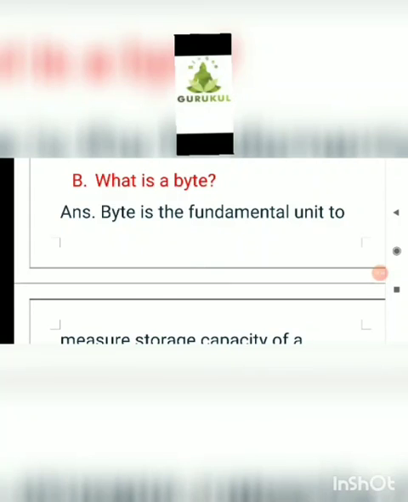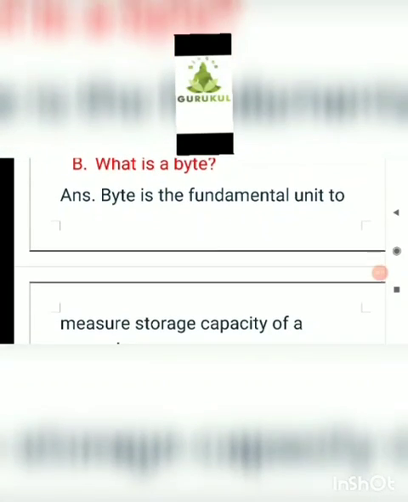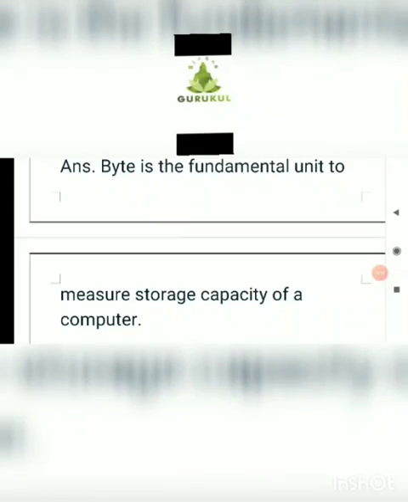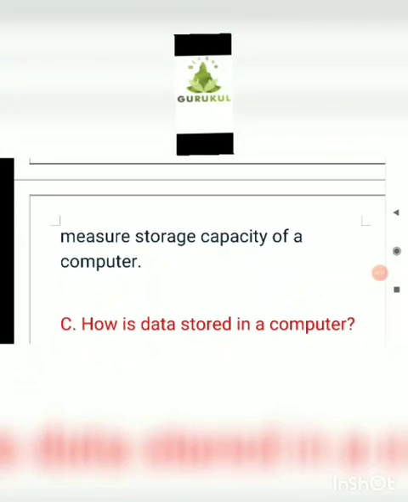The combination of zeros and ones will form a series of 8 digits, which is known as the byte. So byte is the fundamental unit to measure storage capacity of a computer system. Each 0 or 1 will be known as the bit. A combination of 8 bits will make 1 byte, which will be known as the unit to measure the storage capacity of a computer system.